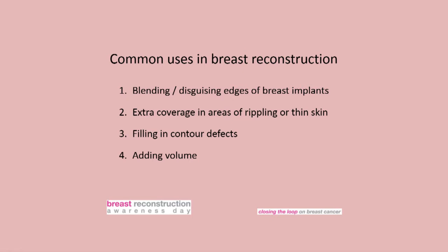Or I think Julian showed some photos where the skin over the implant was quite thin and there was some rippling, so padding out the area to disguise the implant. If you have a contour defect, basically a dent, either after your flap or implant surgery, we can try and fill it in with that. Or we can actually use it to try and add some volume if the reconstruction is not quite big enough.